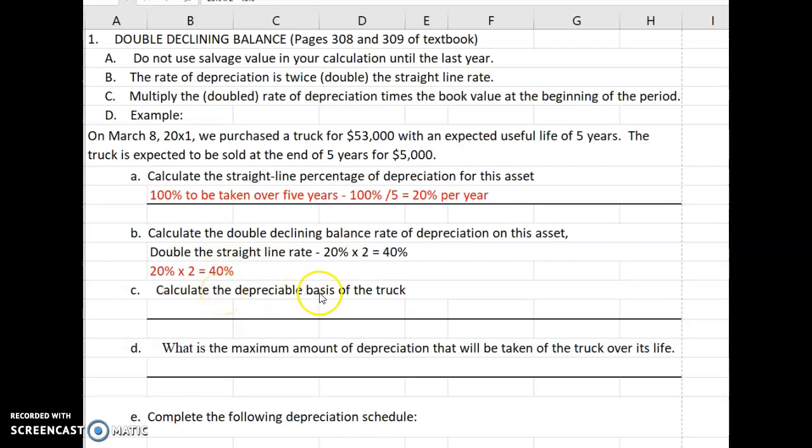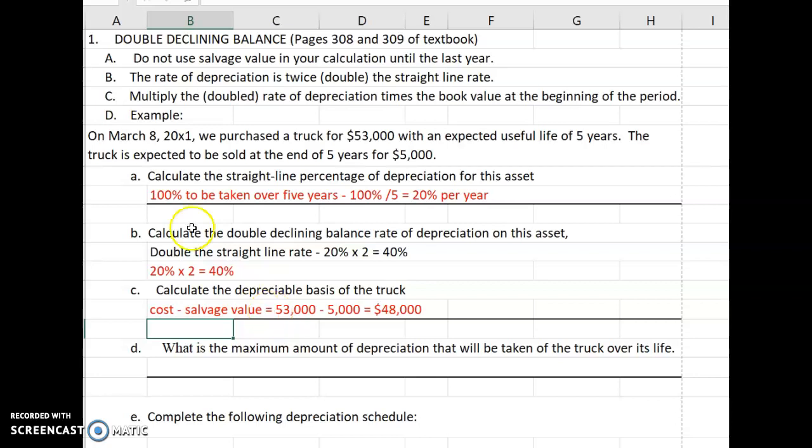Let's calculate the depreciable basis of the truck. As always, the depreciable basis is the cost minus salvage value, and that will equal $53,000 in this example, minus the $5,000 salvage value, and that equals $48,000.